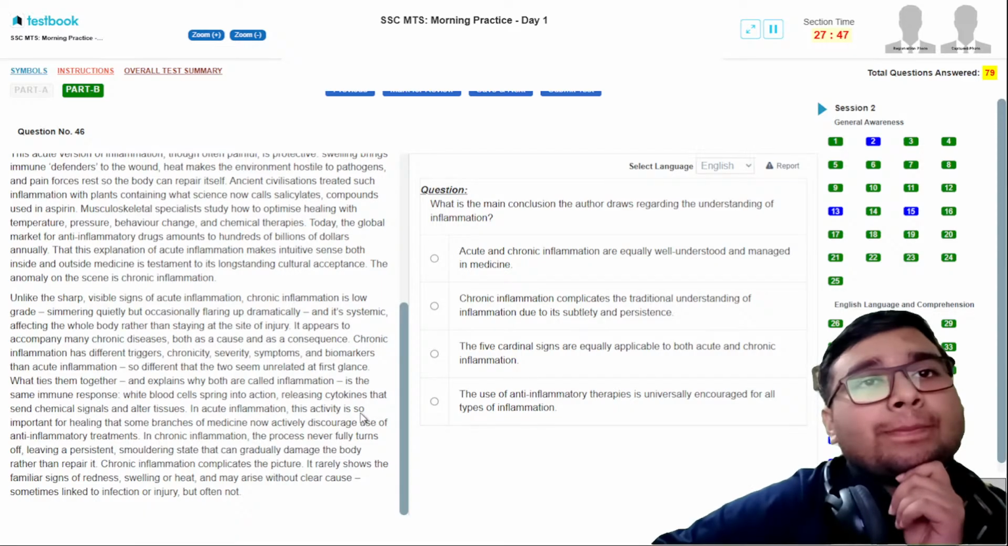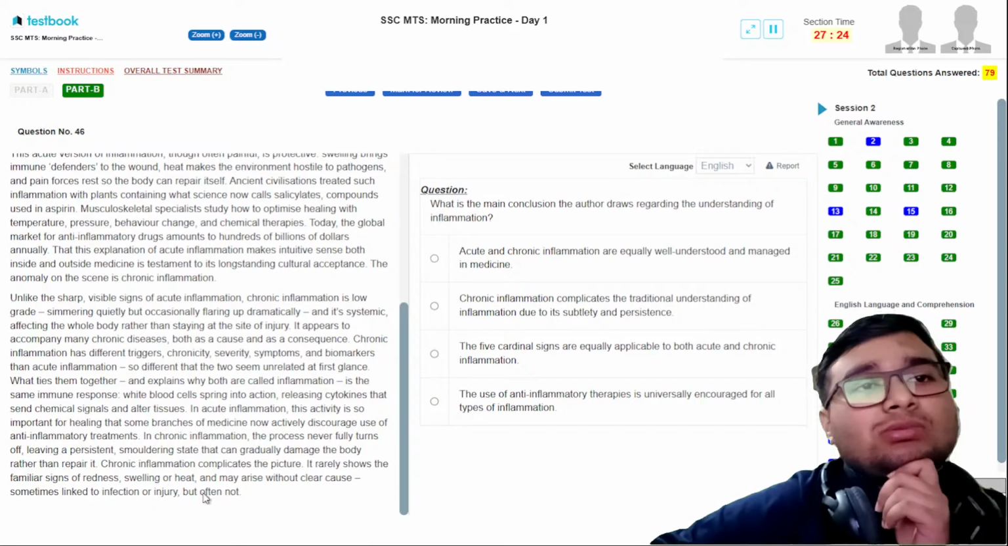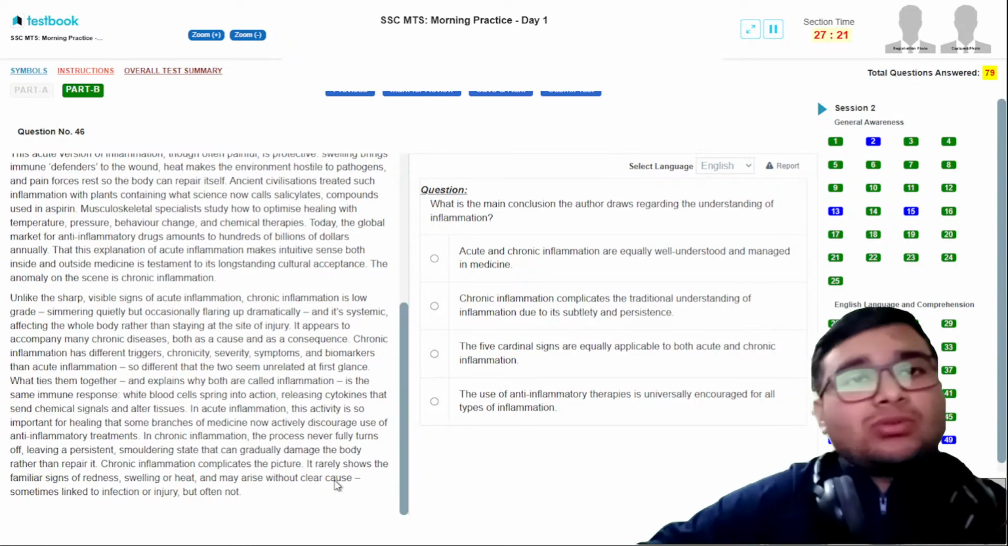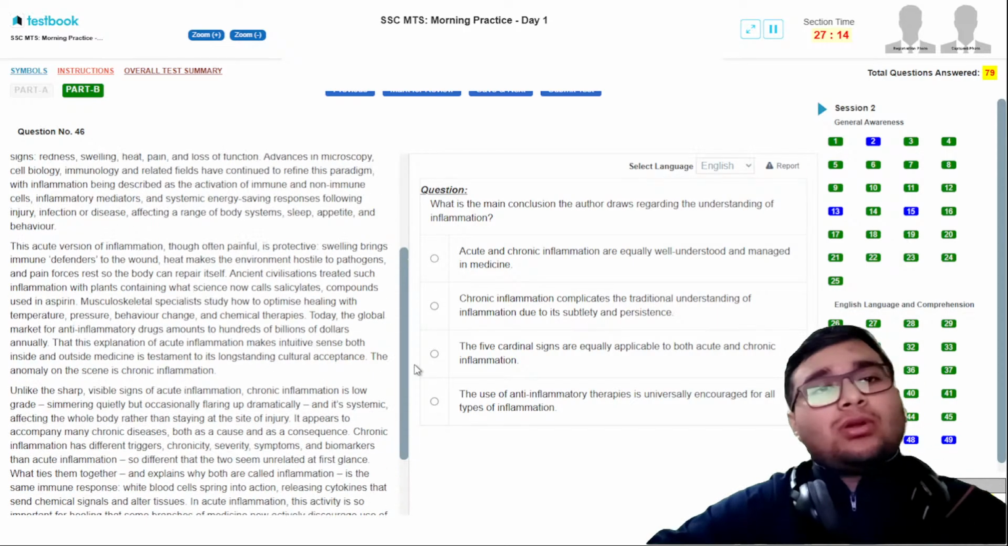So importantly, with chronic inflammation the process never fully turns off, leaving a persistent smoldering state that can gradually damage the body rather than repairing it. It complicates the picture. It rarely shows the familiar signs of redness, swelling, and heat, and can arise without a clear cause, sometimes linked to infection or injury, but often not.